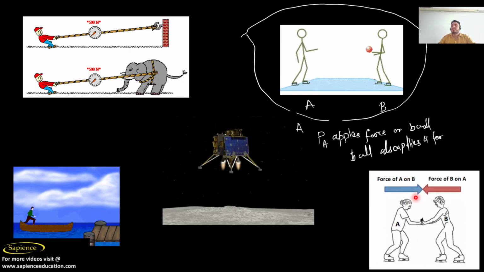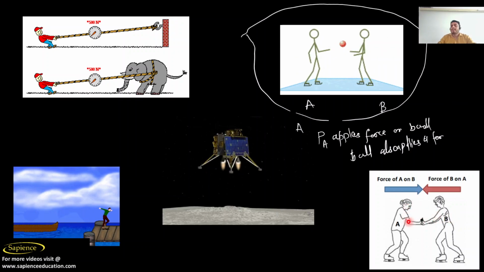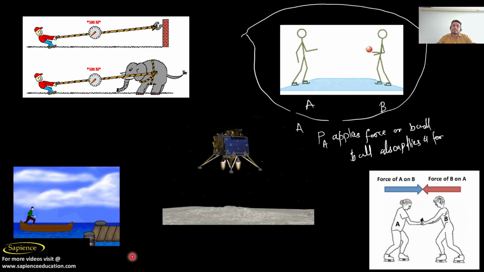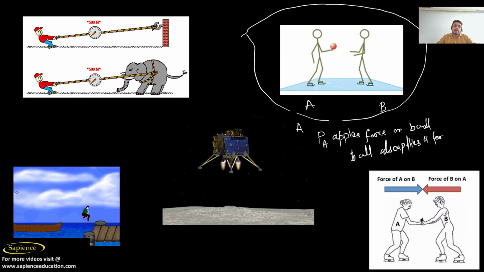Third example I am showing you. See here, persons A and B are both applying force on each other, but both are equal forces. Now the most important example. See here, what happens here.